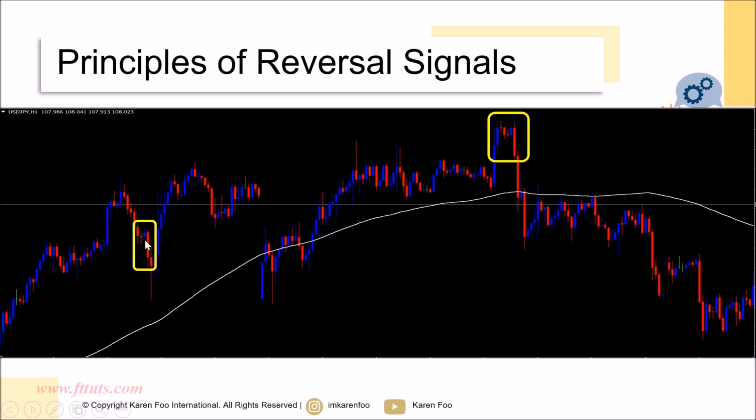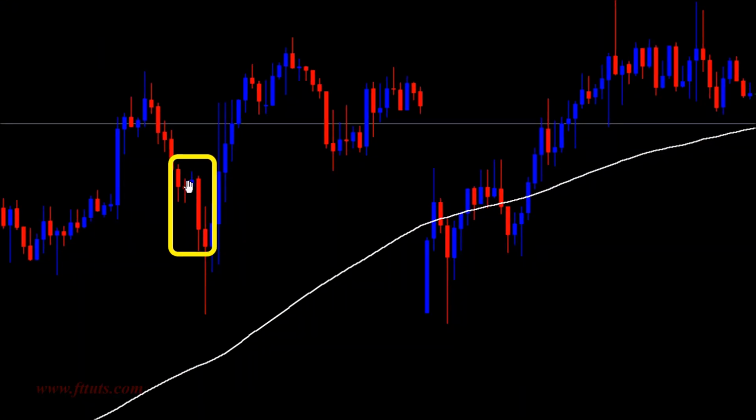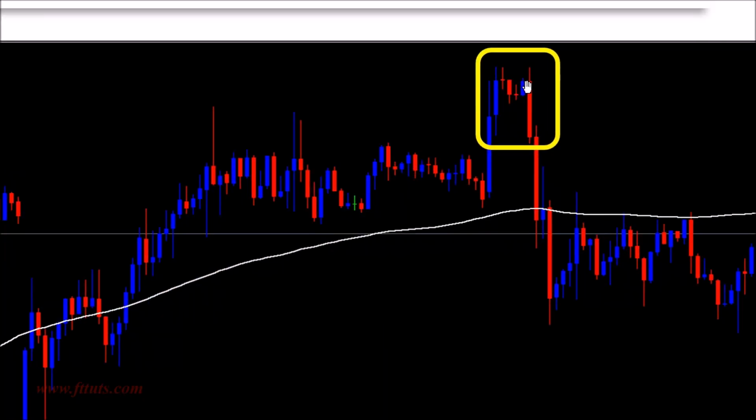Okay, if you cannot see, then I'll zoom in a little bit for you. Small blue candlestick followed by large red candlestick. So this is what we focus on. Okay, don't look at other candles.